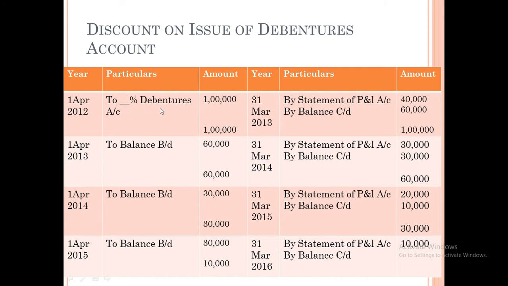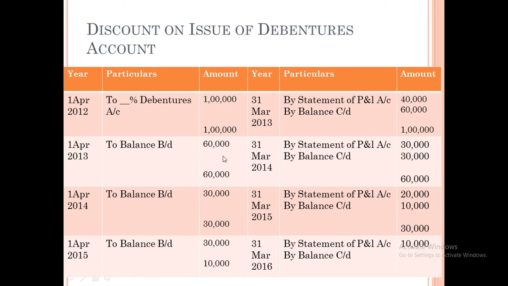First of all, the amount is transferred in this account. So on 1st April 2012, when debentures were issued, to dash % debentures account, the amount of discount was 1 lakh. Now at the end of the first year, by crediting statement of P&L in this account, we will write off 40,000. The balance remains 60,000.